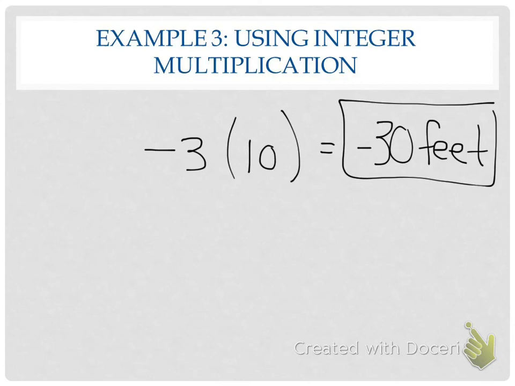That's feet. It just looks bad. You try running on an iPad. Okay. All right. That's negative 30 feet. If you understand that, that's everything you need to know for 6.4.